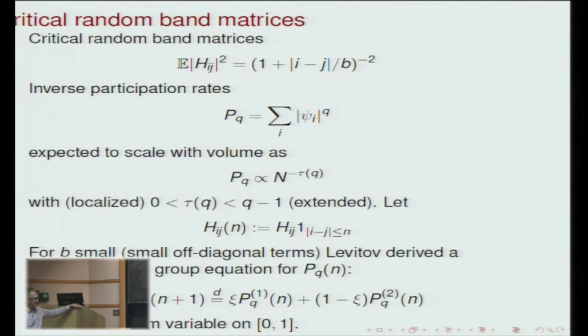And he has an approximate recursion relation which looks pretty much like what I was just describing to you, namely, once you change this cutoff by 1, the result is a linear combination of the previous ones, independent, and with an independent random variable here between 0 and 1. I won't write you the distribution of that.